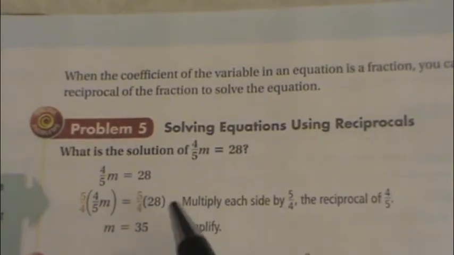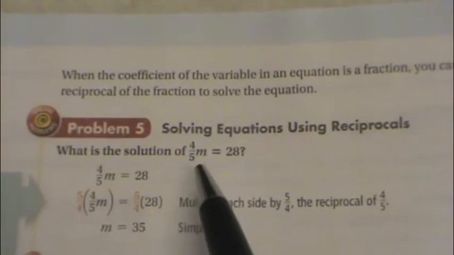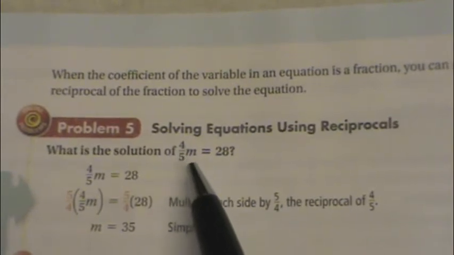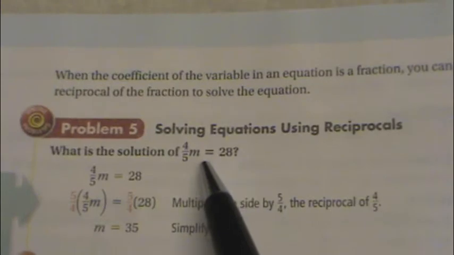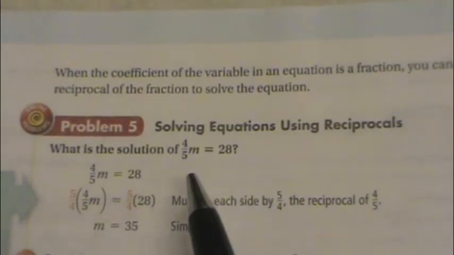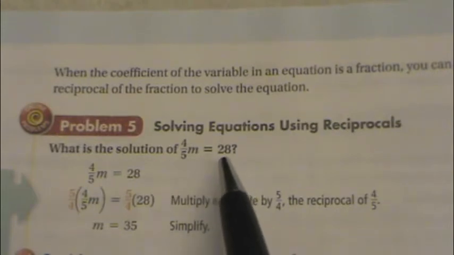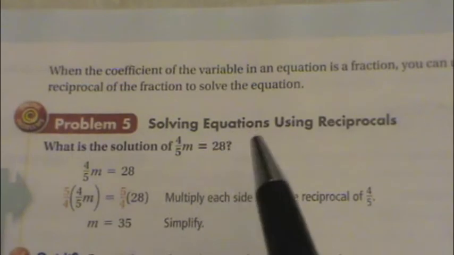On the top of page 84 now, problem 5, solving equations using reciprocals. This equation has a kind of challenging looking fraction in it. 4/5 m equals 28. How are you going to solve that? Oh, but wait! You remember there's some kind of wacky identity property that we had to learn for the last unit, and you think, I can use the reciprocal!